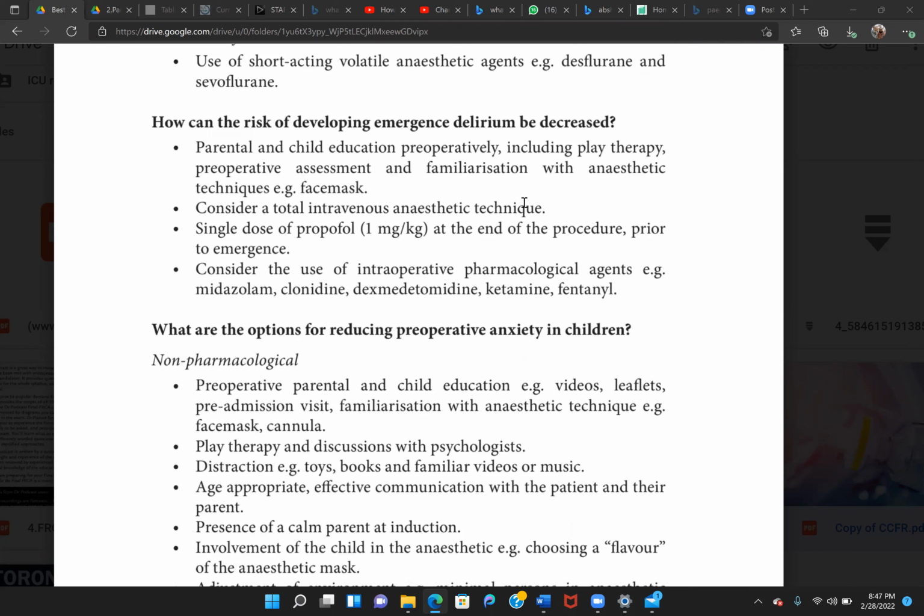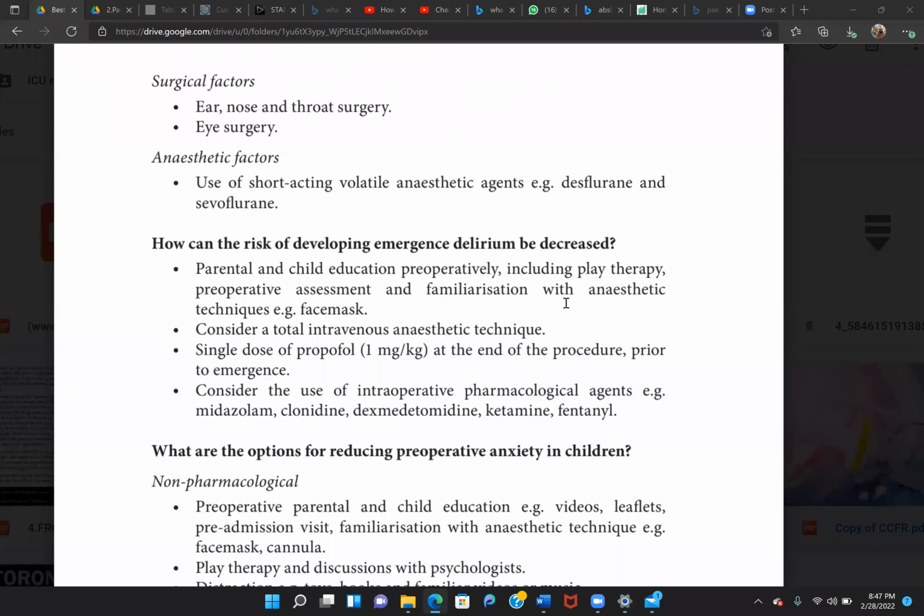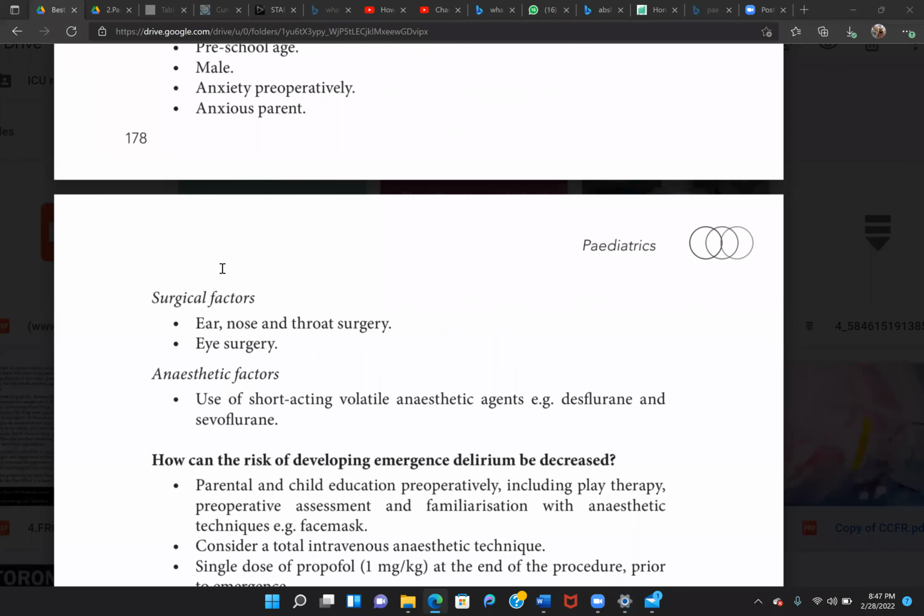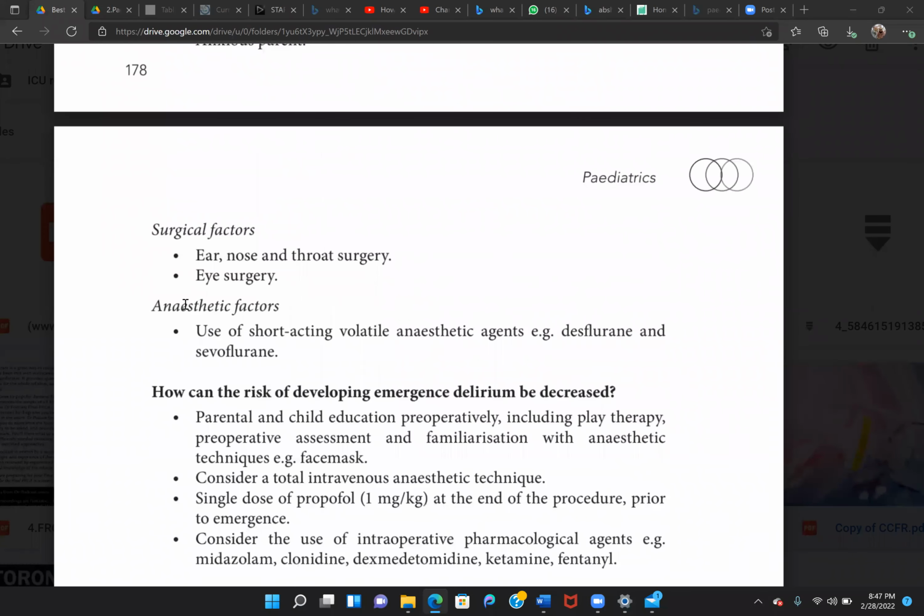As we discussed, desflurane and sevoflurane both of them are residing here. There are some patient factors, some surgical factors, especially I forgot to mention ENT surgery, because the nose will be blocked, and it is one of the biggest factors.